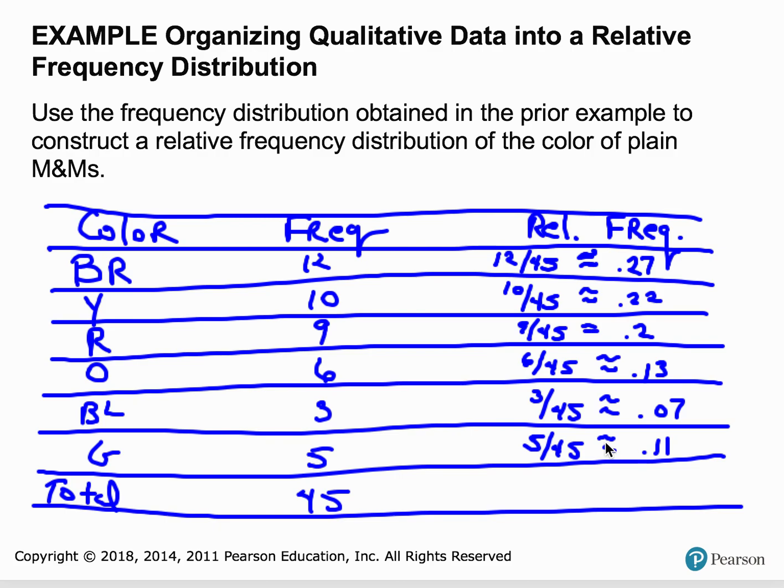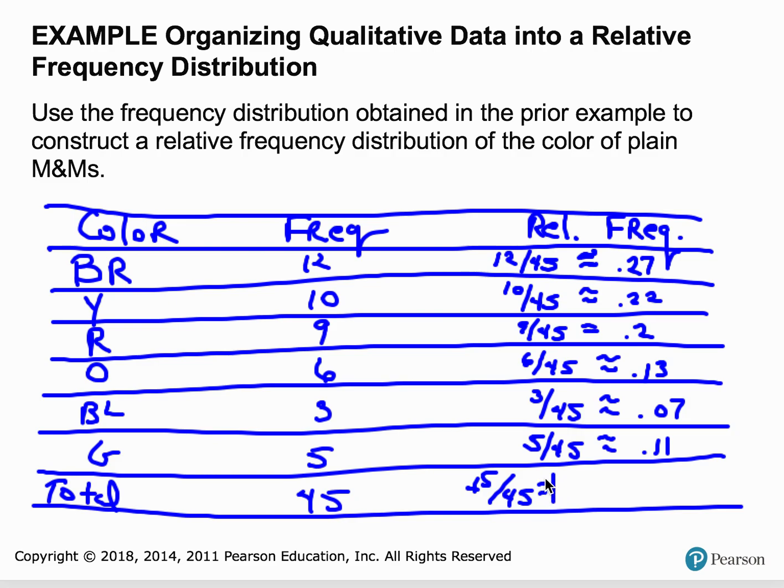Okay, now it's also a good idea to add up your relative frequencies and make sure they equal 1. Now notice if I added up my fractions, because they all have the same denominator, all I have to do is add the numerators, 22, 31, 37, 45. Notice that should always equal 1.